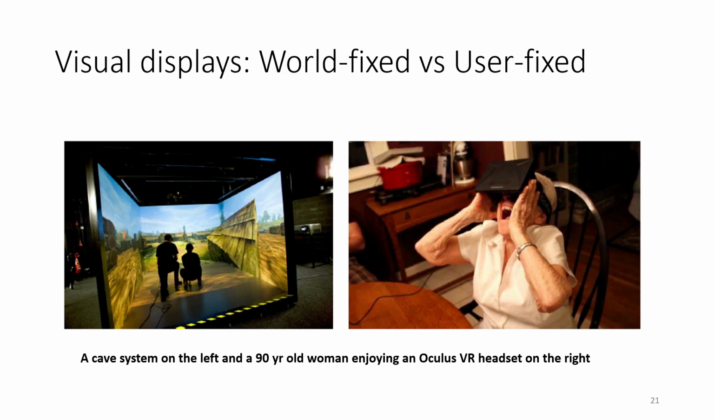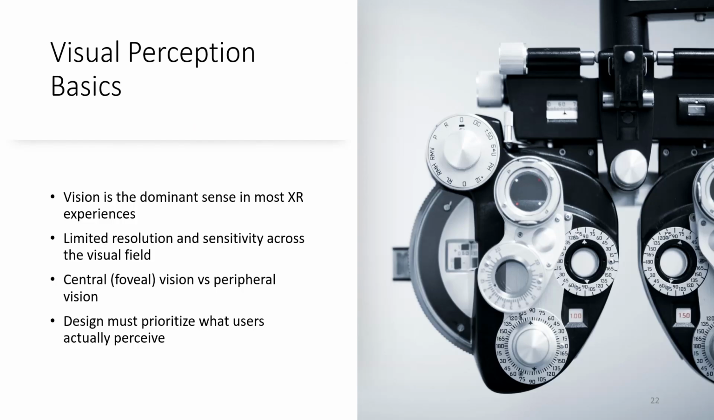Again, it may be world fixed or user fixed. An example of a world fixed system is the CAVE system, which we talked about in the last lecture, and an example of a user fixed system is a head mounted display, such as the one a 90-year-old woman is enjoying using, an Oculus VR headset. Some basics of visual perception now. Vision is the dominant sense in most XR systems. Usually, the key challenge in vision is the limited resolution and the sensitivity across the visual field.